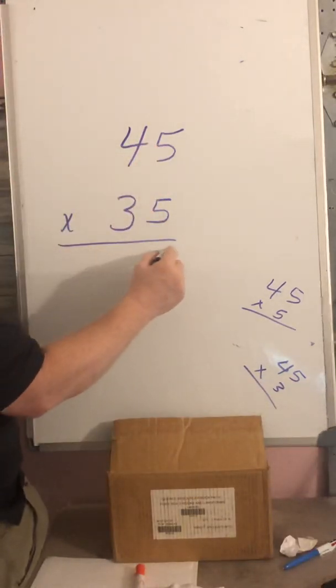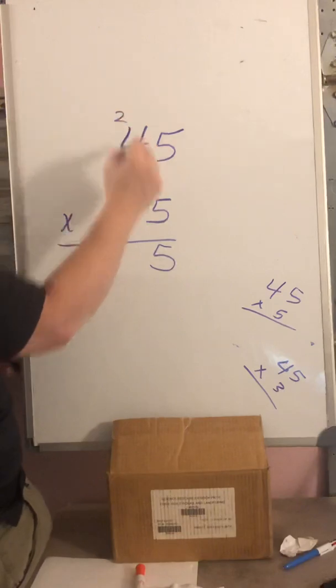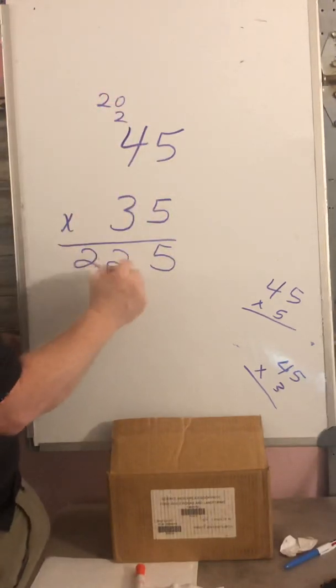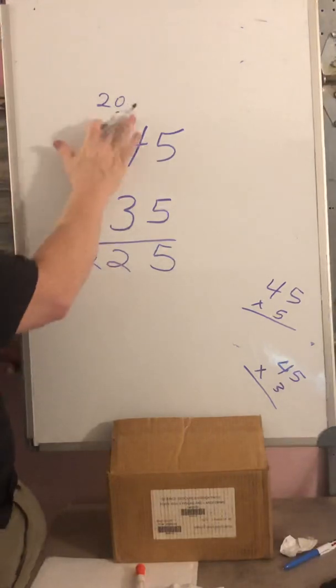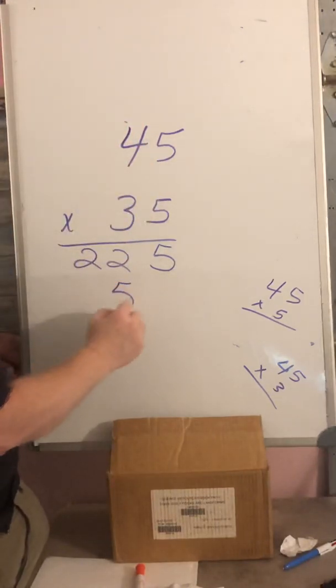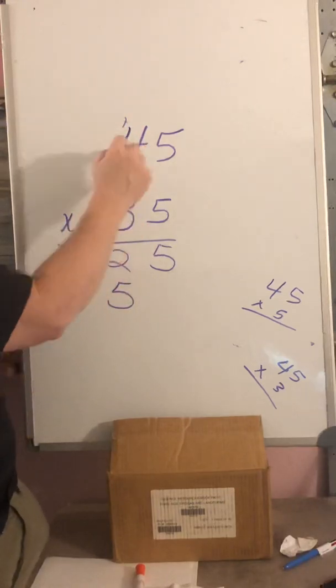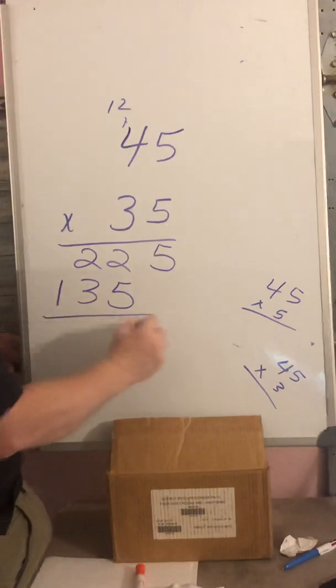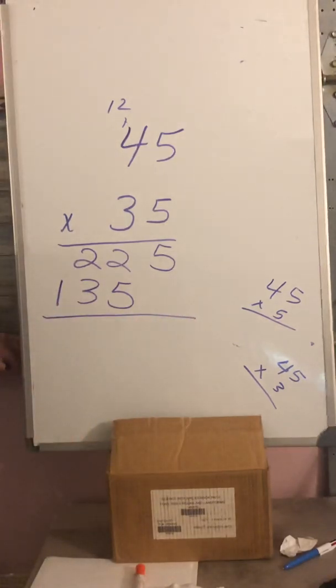5 times 5 is 25. Carry the 2. 5 times 4 is 20, plus 2 is 22. 3 times 5 is 15. 3 times 4 is 12, plus 1 is 13. So 45 times 3 is 135.